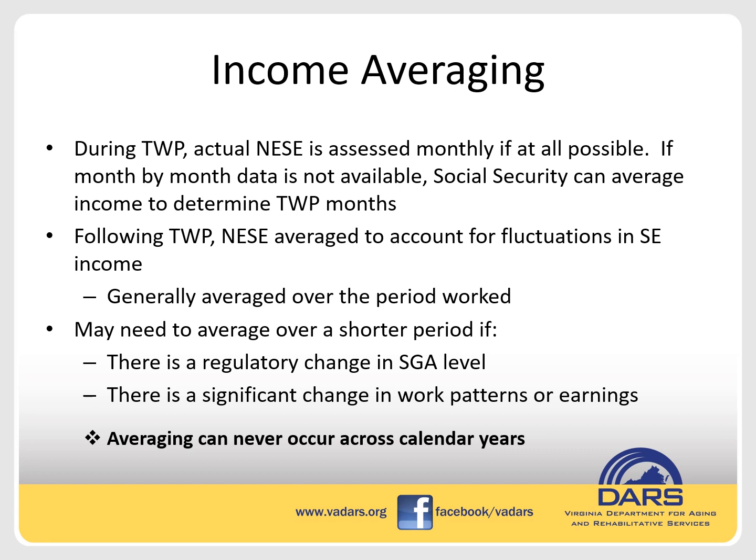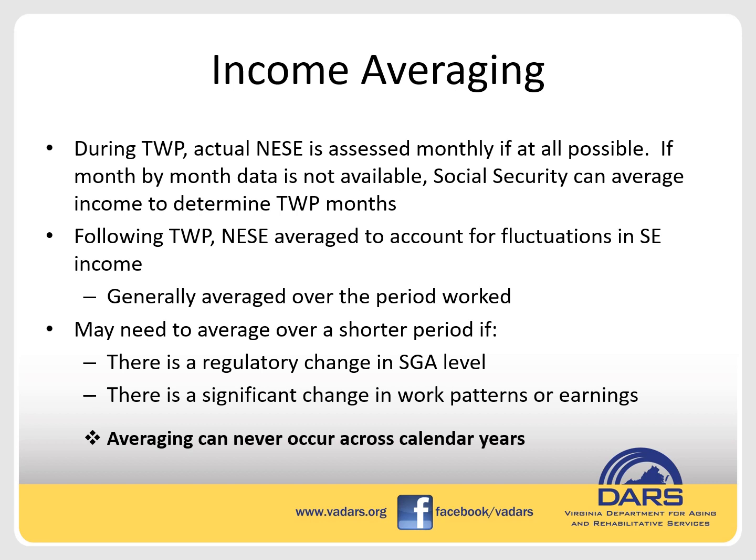One looking at their earnings when they were working at 80 hours a month, and another period averaging earnings when they could only work 40. So the SGA level matters, and also the client's earnings or work patterns matter in determining how long of a period Social Security can income average for.